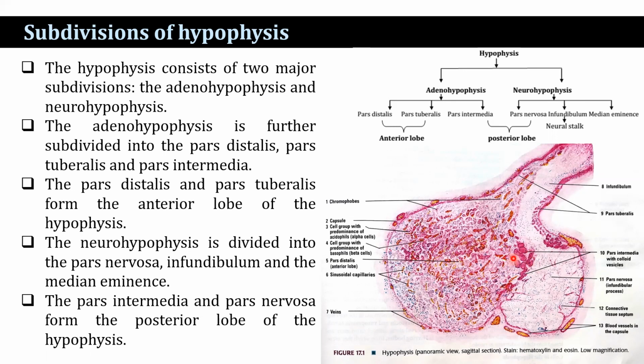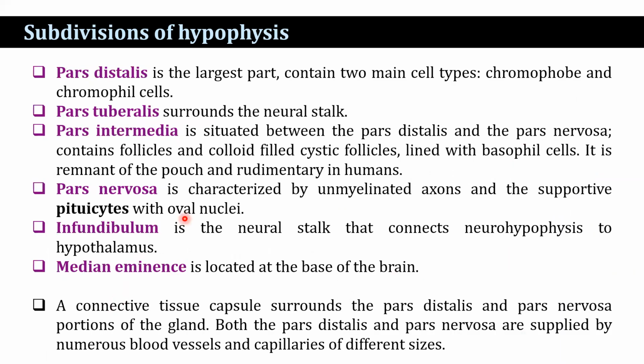Then you see here the pars nervosa, which is characterized by unmyelinated axons and supportive tissue, the pituicytes, that contain oval-shaped nuclei. The infundibulum is a neural stalk that connects the neurohypophysis to the hypothalamus. And the last one, the median eminence, is located at the base of the brain. A connective tissue capsule surrounds the pars distalis and pars nervosa portions of the gland. Both the pars distalis and pars nervosa are supplied by numerous blood vessels and capillaries of different sizes.